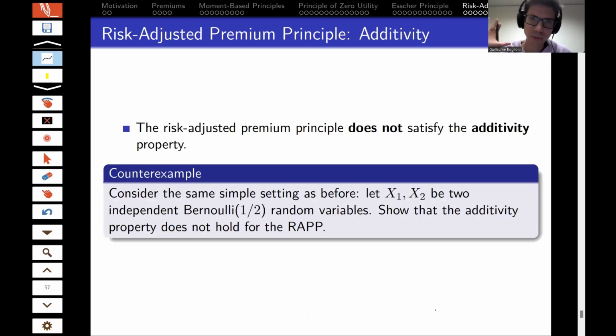Okay, and lastly, I've given you the spoiler already. Additivity is not verified. We can check this with an example, or a counter example, meaning an example that disproves something.